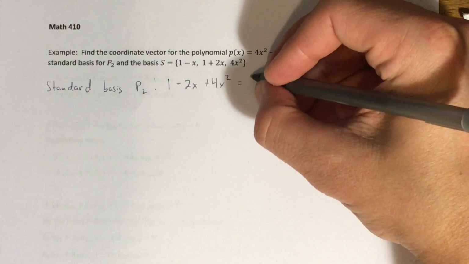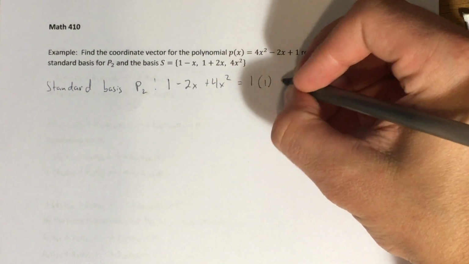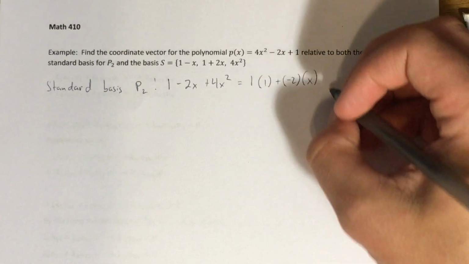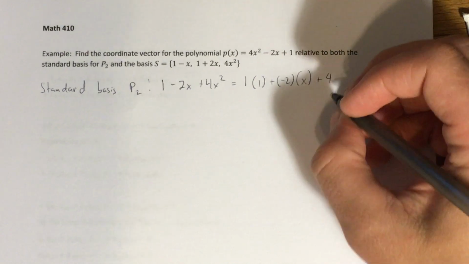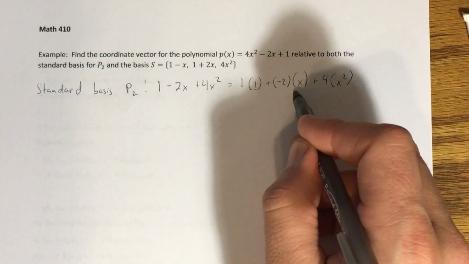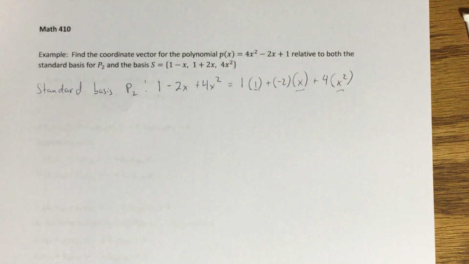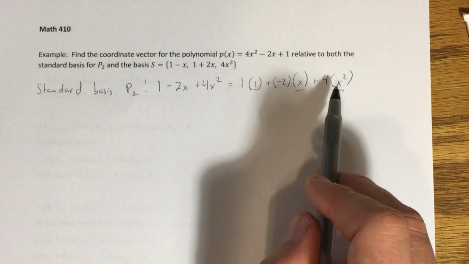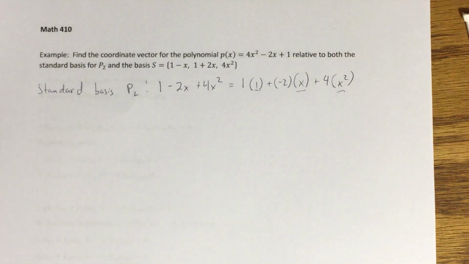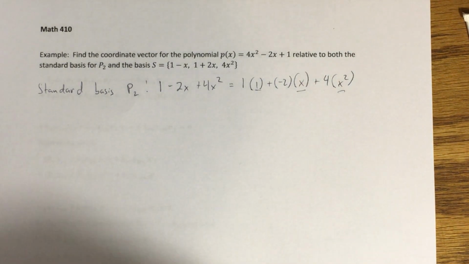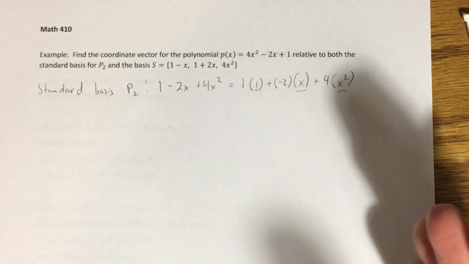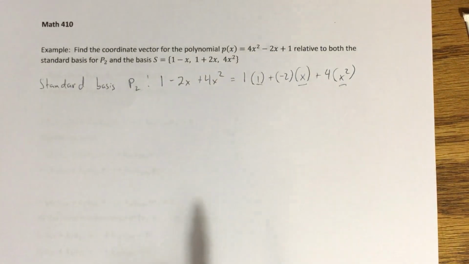Well, it's right there in front of you. 1 times 1 plus negative 2 times x plus 4 times x squared. Here are the standard basis vectors for P2, and these scalars are the scalars that I would multiply each one by to produce this polynomial. It almost looks like I didn't even do anything. And that's because the standard basis is very easy to work in for this purpose.